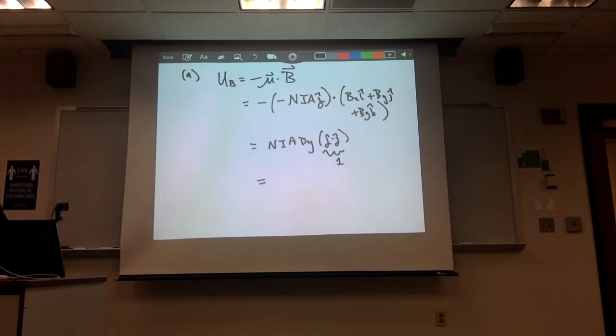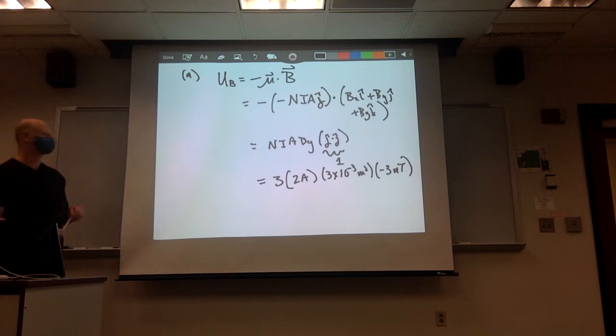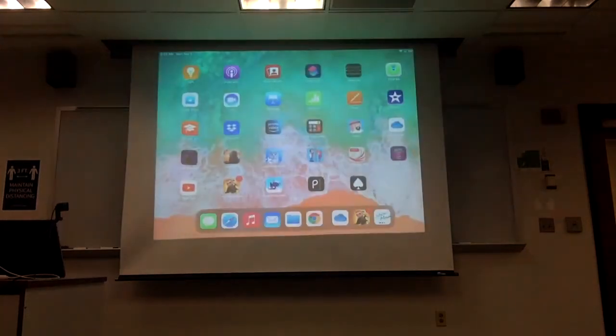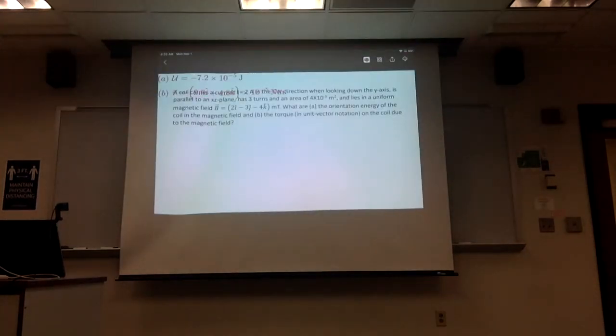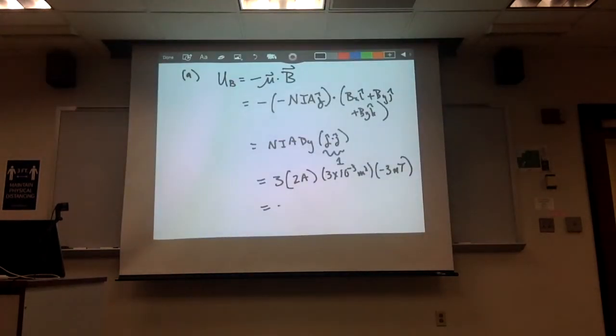So it's going to then be equal to 3 turns times my current, which was 2 amps, times my area, which was 3 times 10 to the negative 3 meters squared, times my magnetic field, which was negative 3 milliteslas. Our milliteslas we simply have to turn into teslas, which is 10 to the negative 3. Plugging in the numbers, we find that our energy works out to be negative 7.2 times 10 to the minus 5.